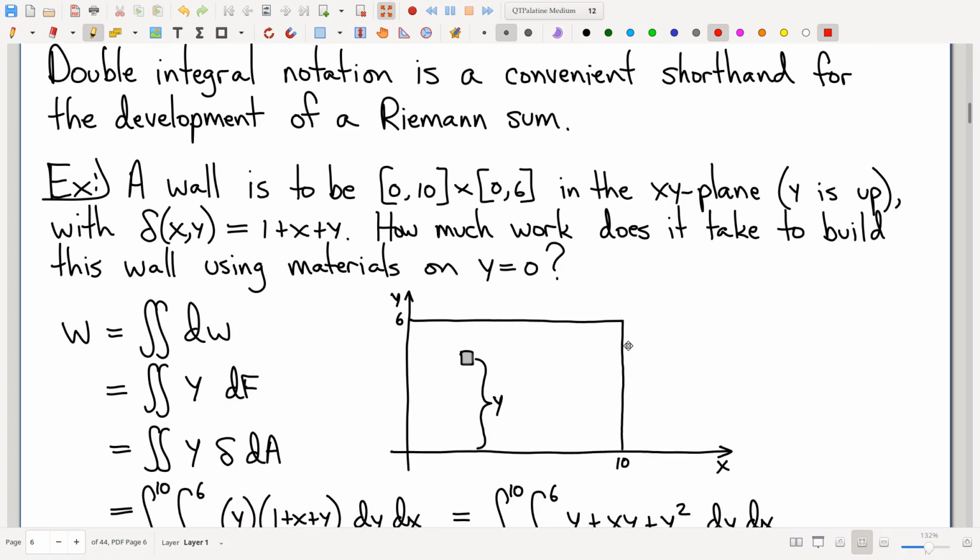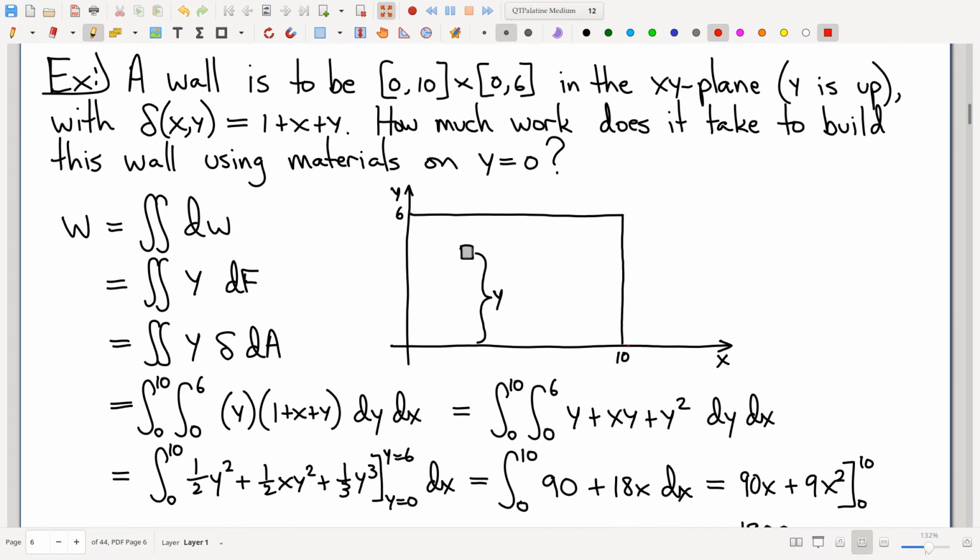Mostly just as an example of how this little shorthand is convenient, so I don't want to spend a lot of time on this example. If you want to read through the rest of the details of this example, it's totally fine. It's a cool example. It's an interesting little application.